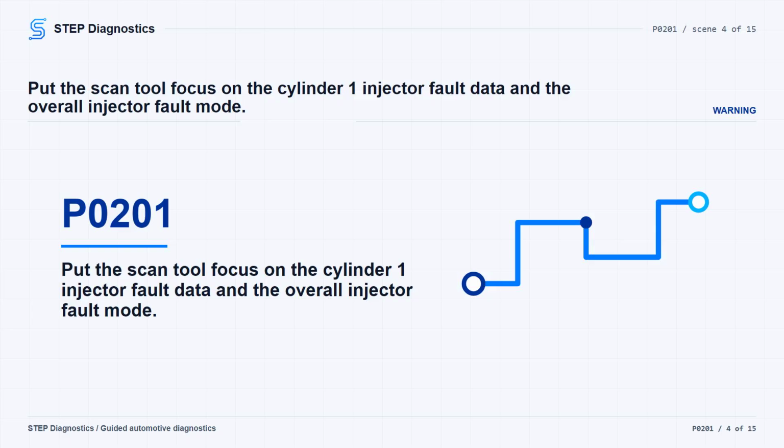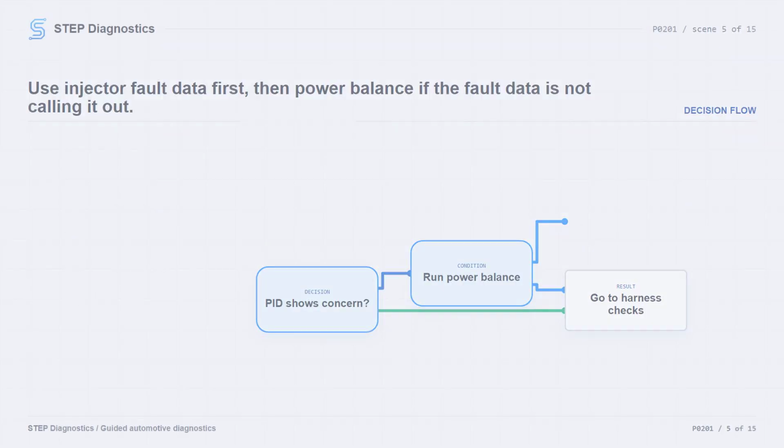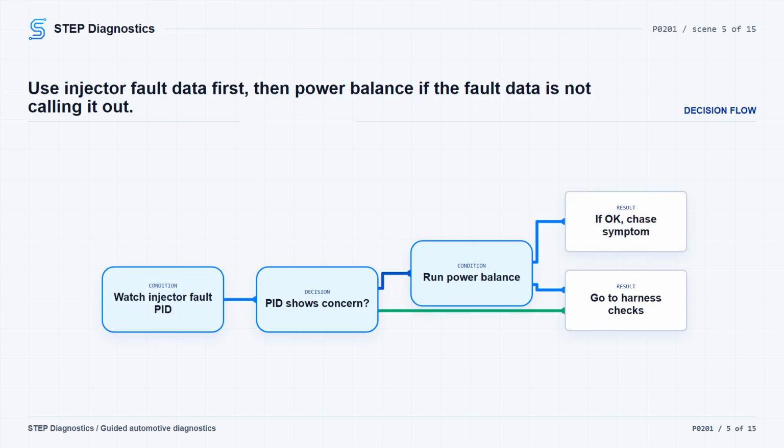If the PID does not show a concern, run the power balance test and make sure the low-pressure fuel system is operating correctly before blaming the injector circuit. If the power balance result is satisfactory, the system is operating correctly at that time, and you need to continue by symptom. If it is not satisfactory, keep going into the injector circuit checks. If the scan tool test is not available on that vehicle, continue to the next diagnostic step.